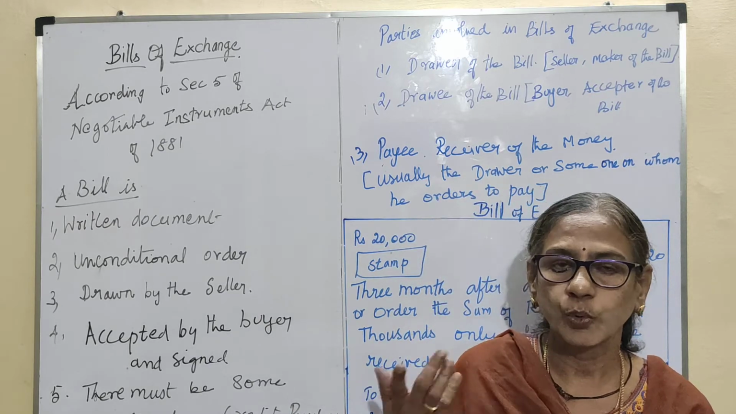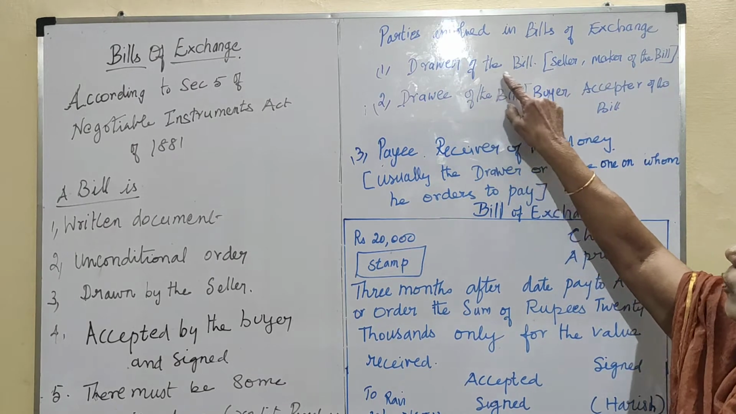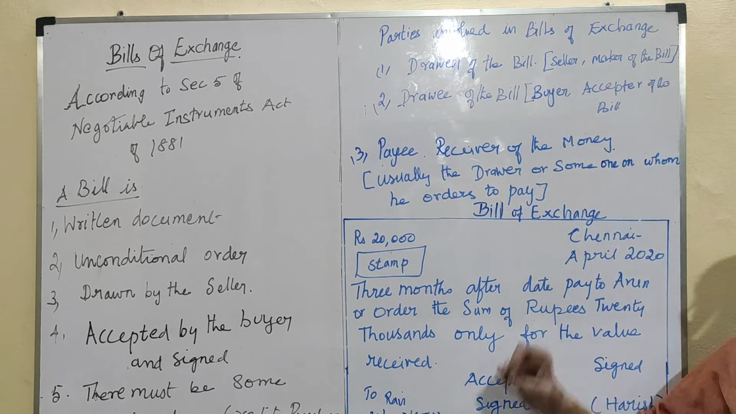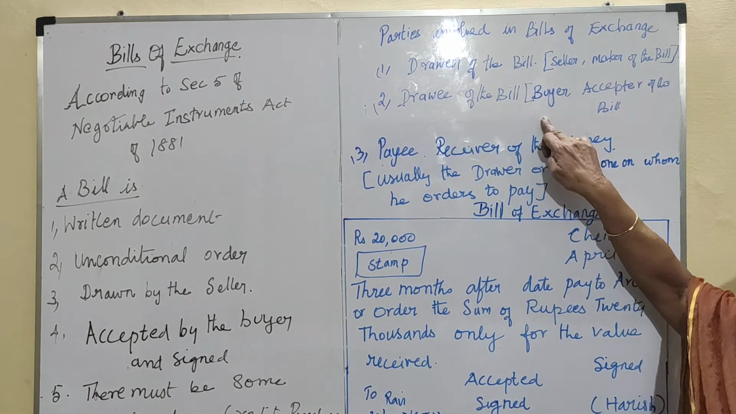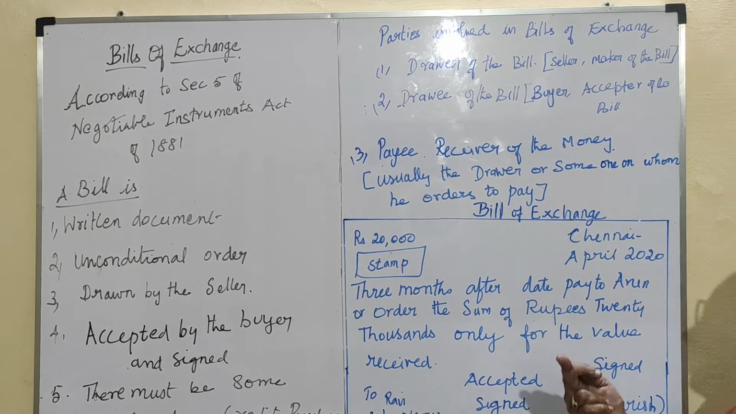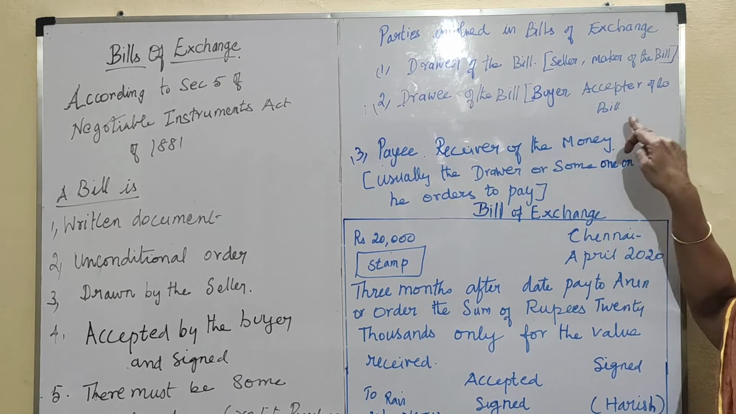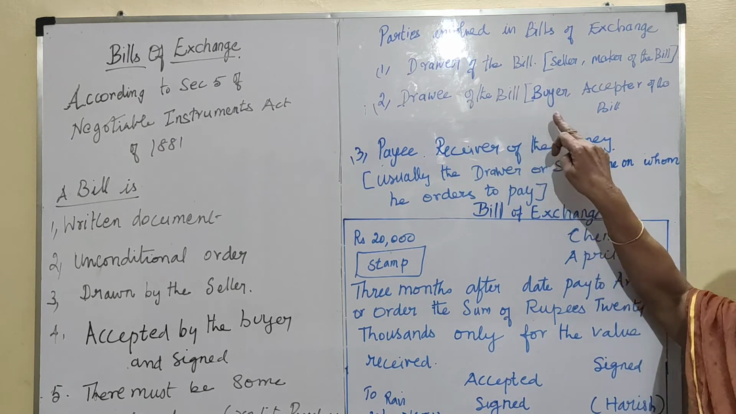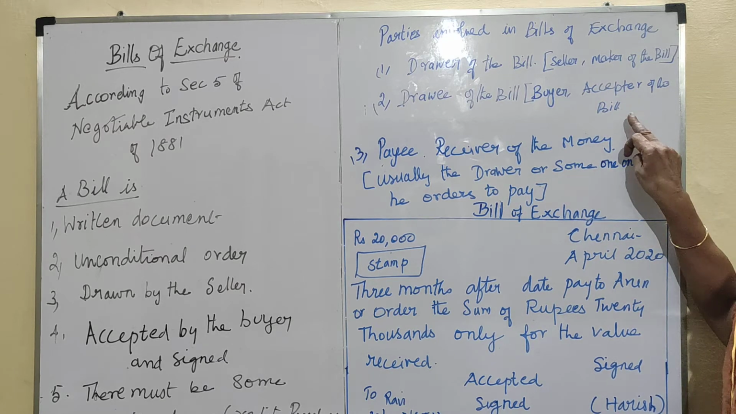Now let us see who are the parties in this. First, the parties involved in the bill of exchange. The drawer of the bill, that is the seller, or we can call him the maker of the bill. The seller only makes the bill. Then the drawee of the bill, that is the buyer, who buys the goods on credit basis and promises to pay the money on a future date. The drawee accepts the bill and signs. After accepting, he will sign. The buyer who accepts is the acceptor of the bill.